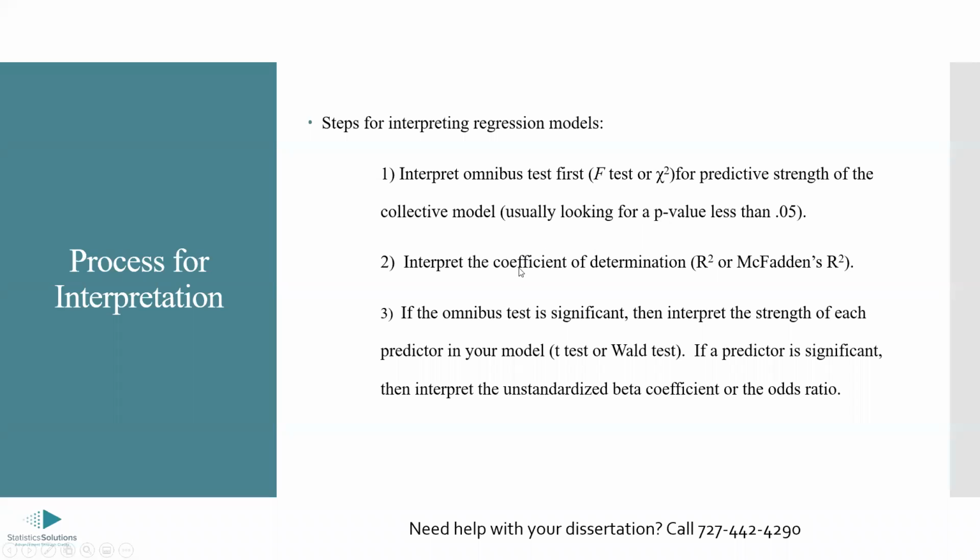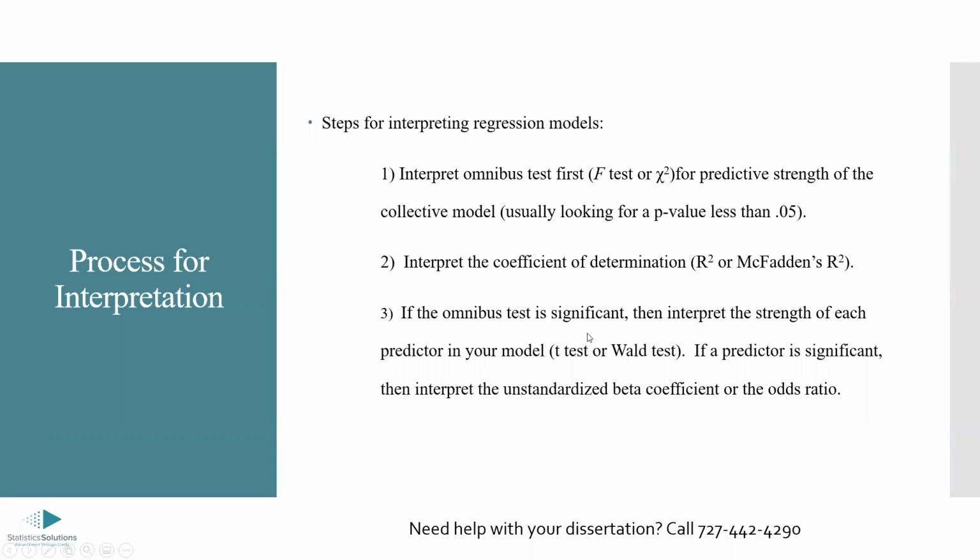Then you want to interpret your coefficient of determination. If you're doing a linear regression, it's called an R-squared value. And if you're doing a logistic regression, it's a McFadden's R-squared. Step 3 is then interpreting each predictor on its own. So you only do step 3 if your omnibus test is significant. So you need collective significance before looking at each predictor on its own.